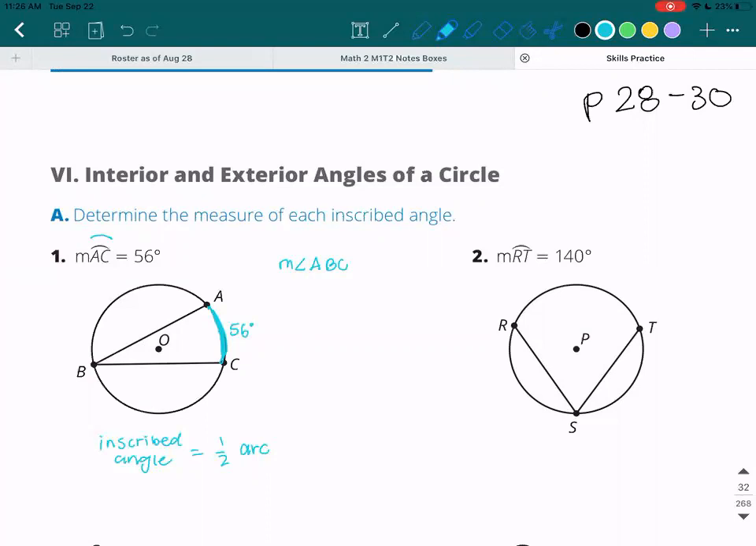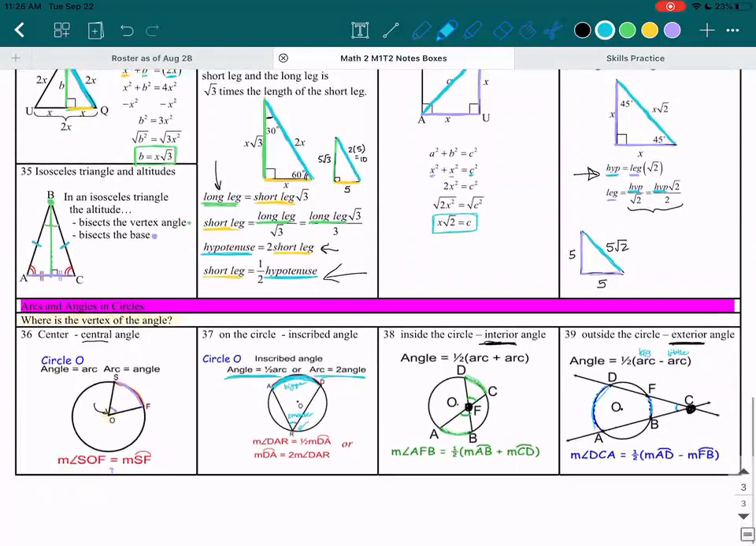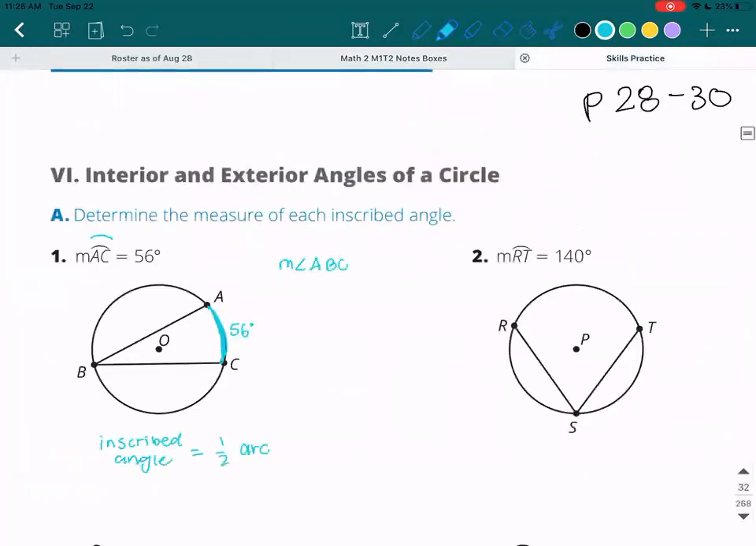Let me see which box it was in. Was it yesterday's? Yeah, over here. Angle is equal to 1/2 the arc, or arc is equal to double the angle. So it is in our notes, and I always want you to know where it is in your notes, because remember, notes are allowed on the test, so you better use it, right? Unless you have everything memorized, in which case, good for you.